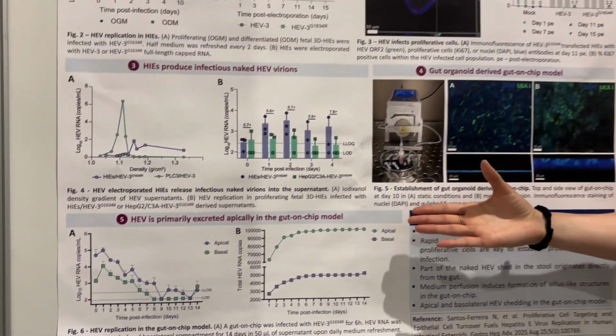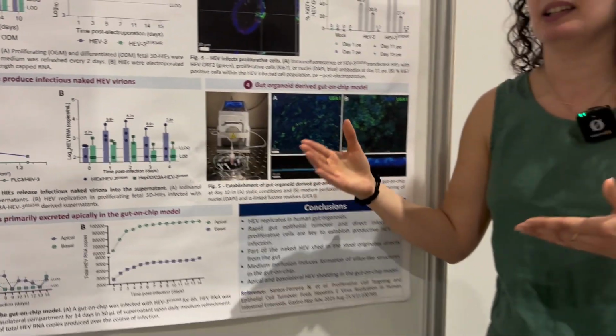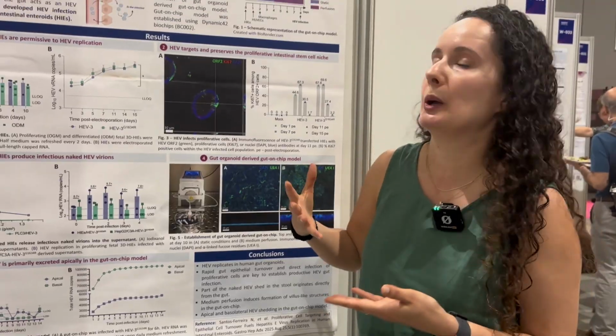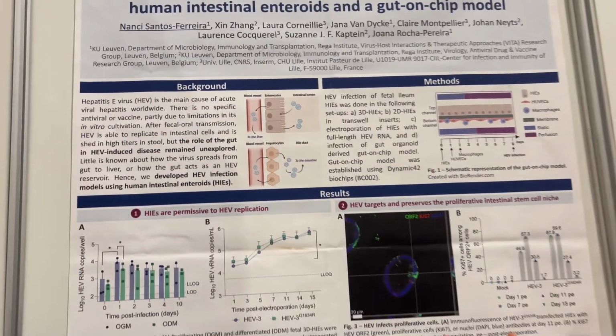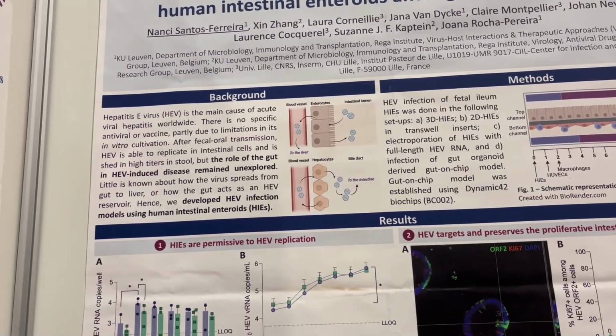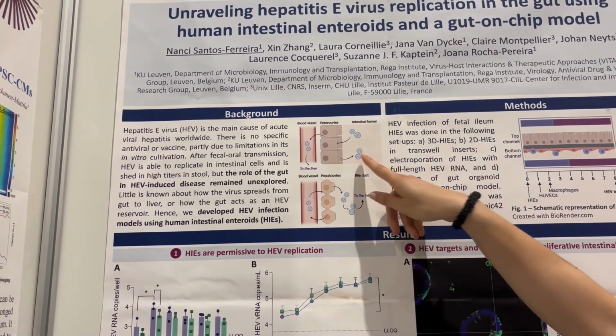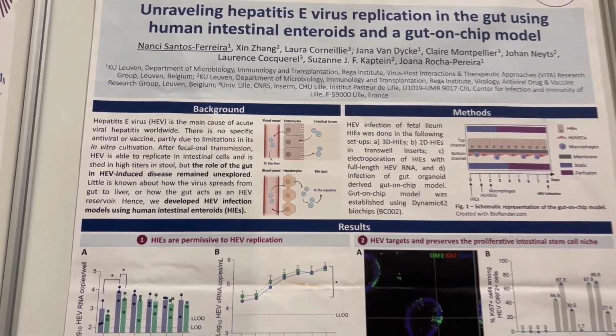And this bigger secretion into the apical side is again reinforcing this hypothesis that the gut keeps feeding virions into the feces that will then be secreted, and that could also cross the barrier and go to the liver.